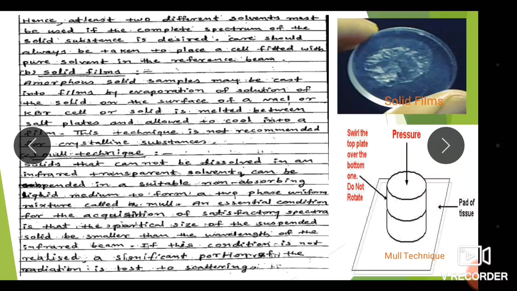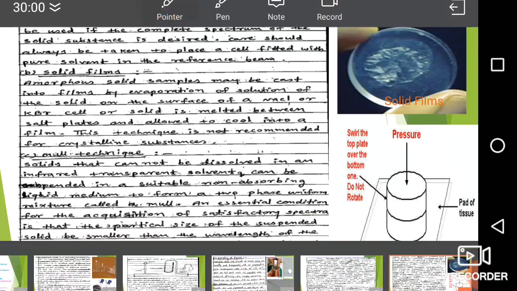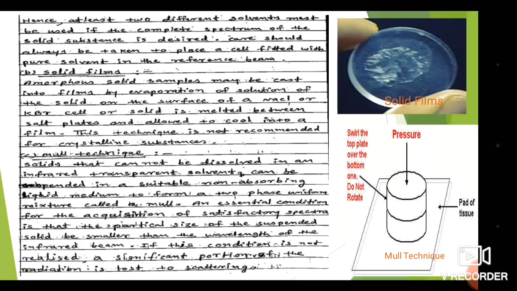The next one is the mull technique. In the mull technique, solids that cannot be dissolved in a suitable solvent are suspended in a suitable non-absorbing liquid medium to form a two-phase uniform mixture called a mull. Simply, it is not soluble or dissolved in the infrared transparent solvent. It forms two layers, suspended in the given substance.